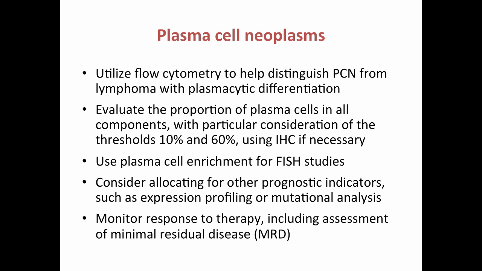Allocate material for prognostic markers and only use FISH studies that have a plasma cell enrichment step. If following therapy there are only a few plasma cells, pursue studies to identify minimal residual disease, such as flow cytometry, PCR, or next-generation sequencing.